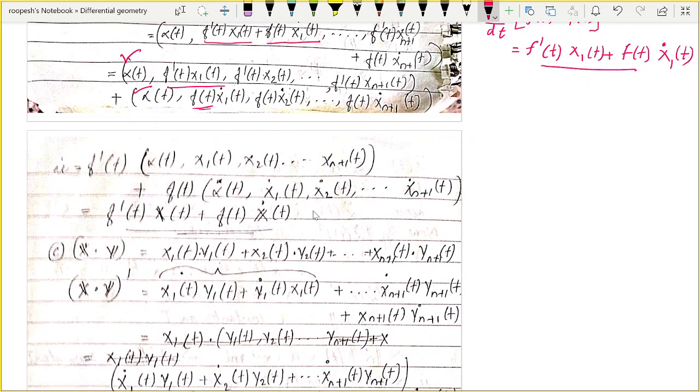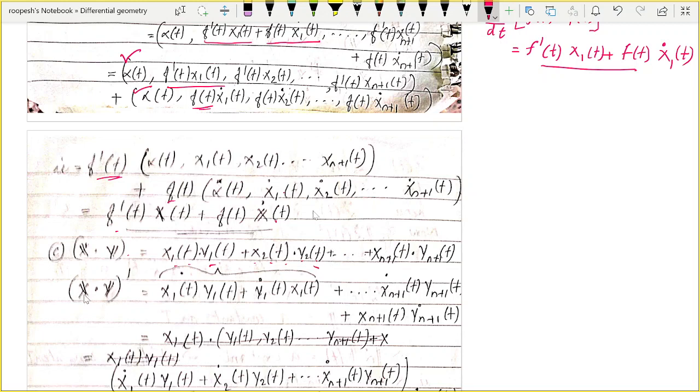What we are getting is equal to finding f dash of t into x of t, plus f of t into x dash of t. The third one was x dot y. Similarly, x dot y we can write as x1(t) y1(t) plus x2(t) y2(t), component wise, right?